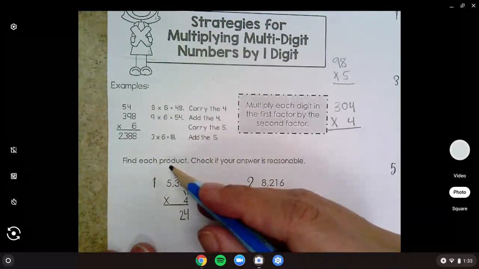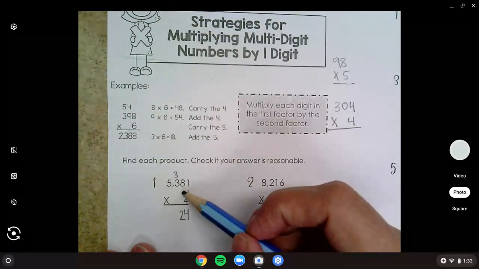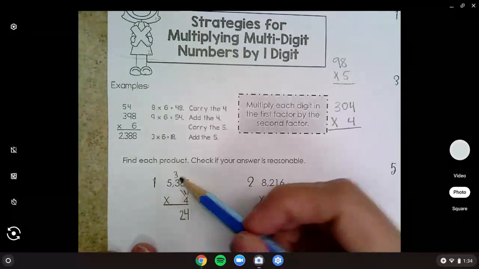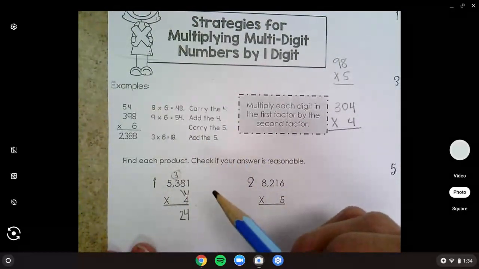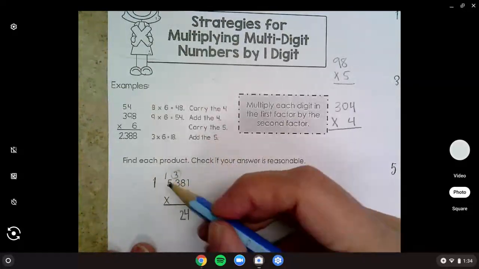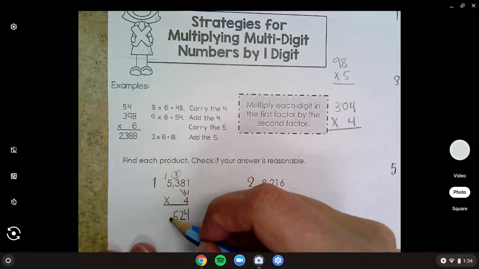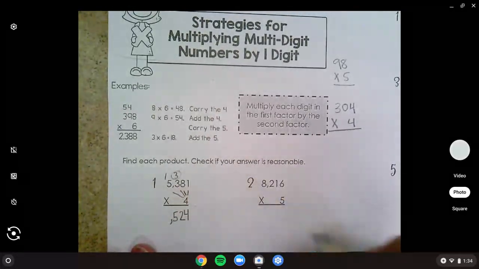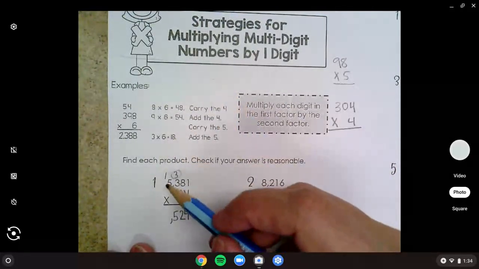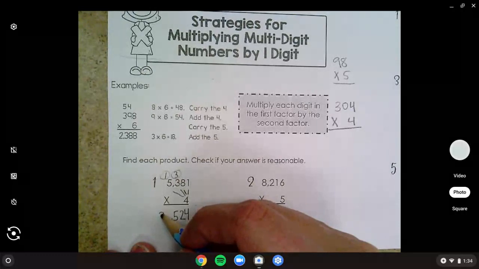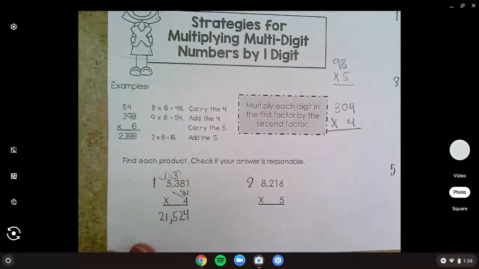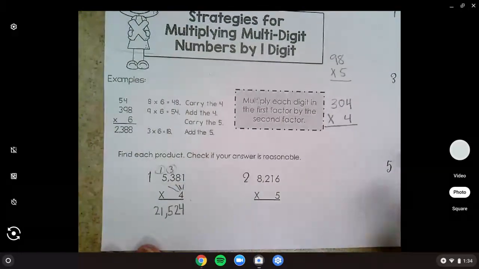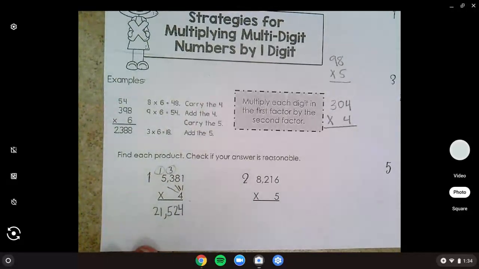Now, for our hundreds, I'm doing 3 times 4. 3 times 4 is 12, but that's not my answer because I remember I need to add on. So my answer should actually be 15. And I have 3 digits, so I'm going to put a comma. Now I go on to my thousand spot. 5 times 4 is 20, but that's not my answer either because I need to add on my 1, so 21,524. So what I want you to do is try number 2, and then unpause the video, and we'll walk through it and see how we did.